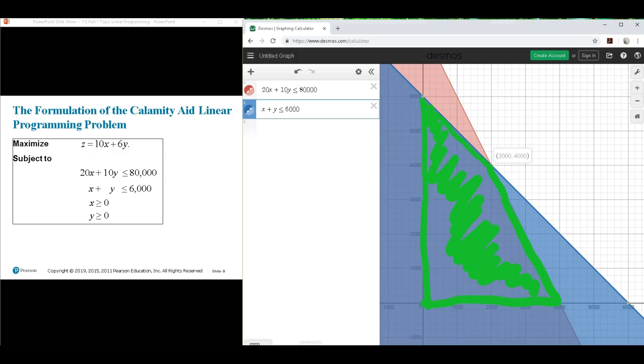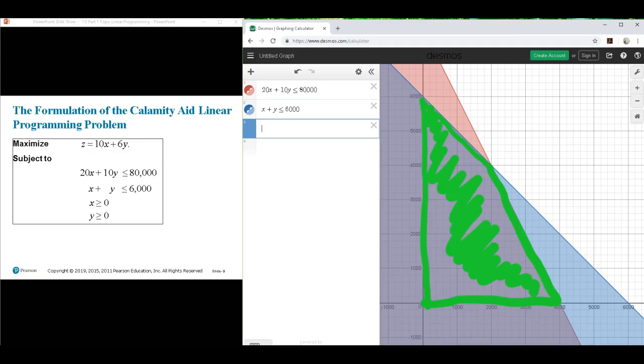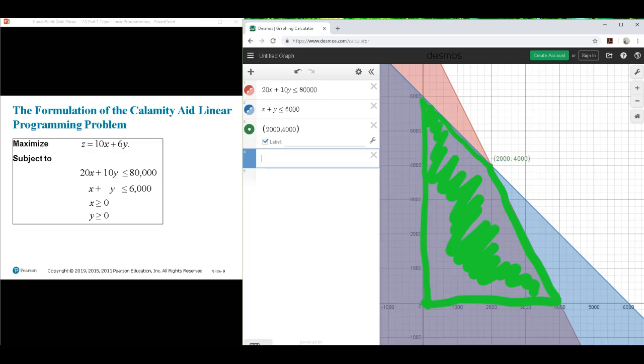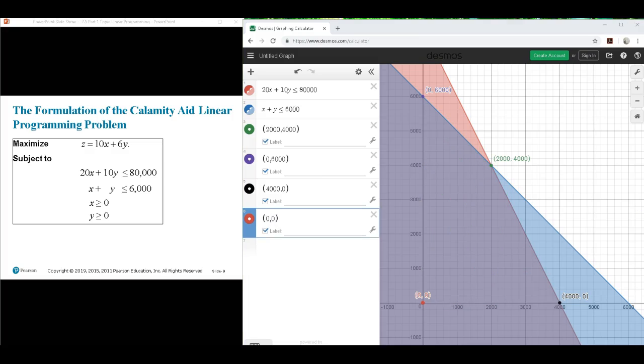So now we eyeball the corner points. 2,000, 4,000. So let's write that here. And we're going to click label. We eyeball the next one here. 0, 6,000. Of course, we have already calculated it earlier. 0, 6,000. And we want to label it. Another one here. Label it. And lastly, we never forget about 0. So those are our corner points.